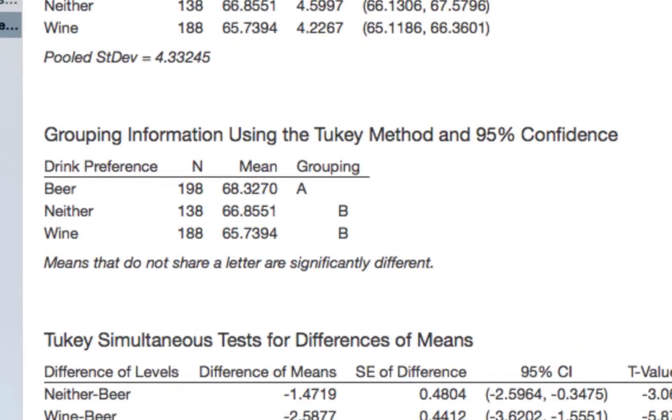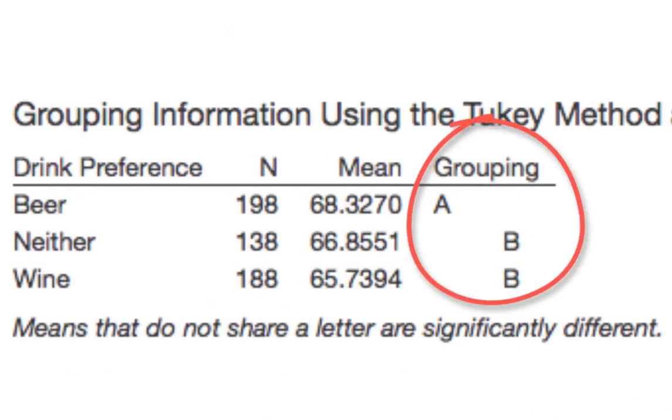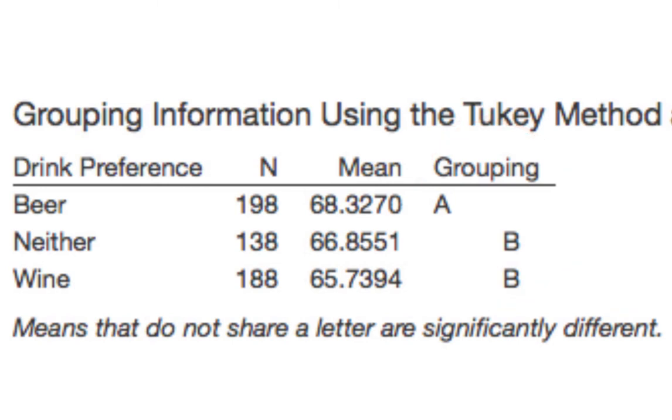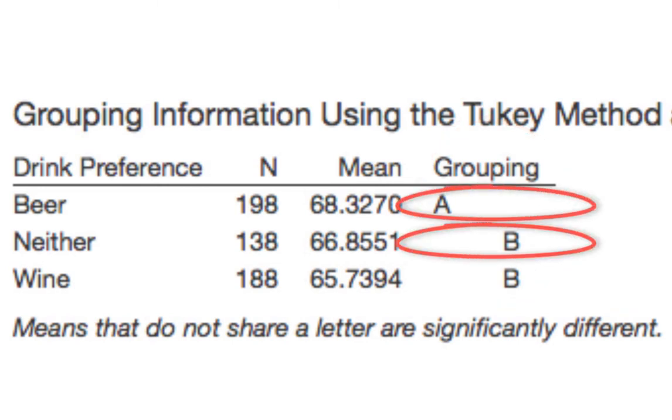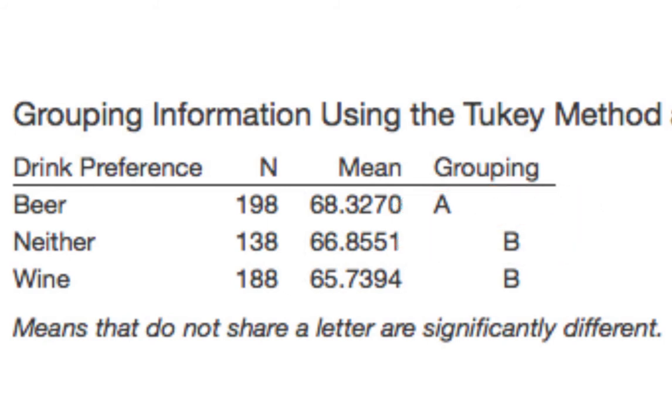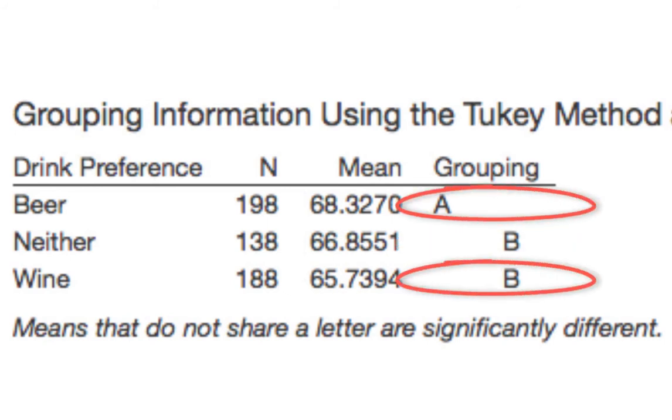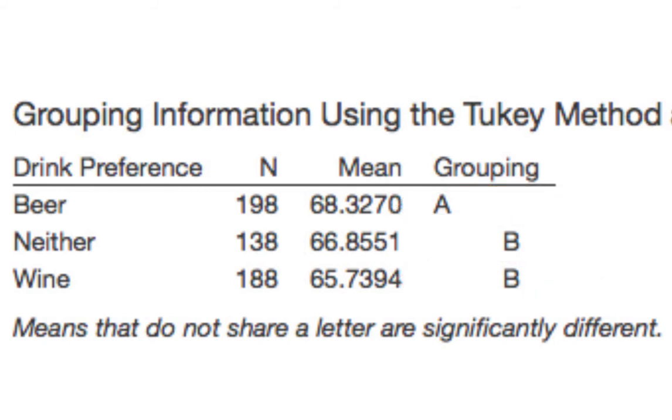In the first table, we can look at the grouping letters. If 2 groups do not share a letter, then they are significantly different. For example, beer and neither do not share a letter, so they are significantly different. Beer and wine do not share a letter, so they are significantly different. If 2 groups do share a letter, then there is not evidence of a difference. So neither and wine are both in group B. They are not significantly different from one another.